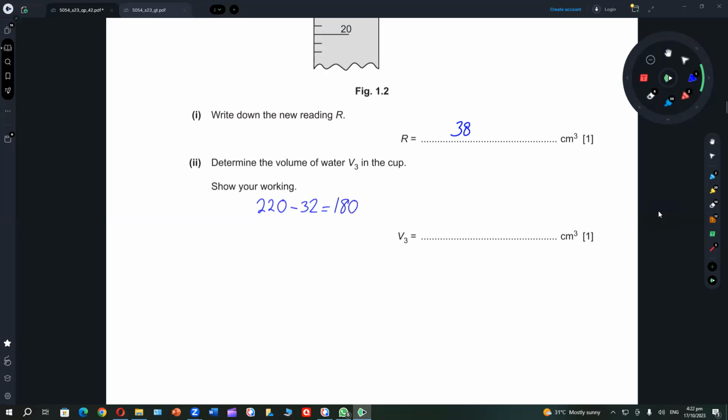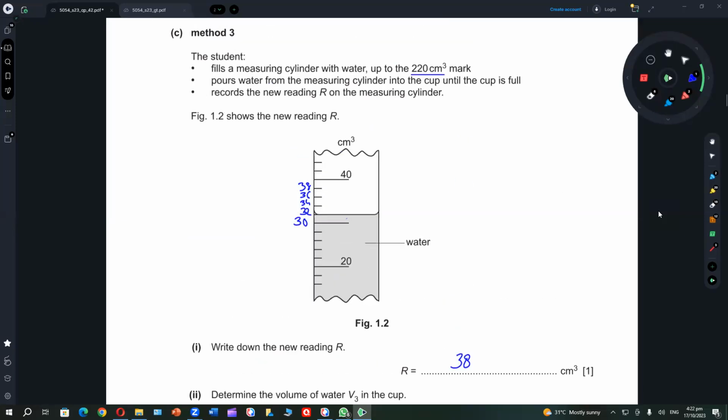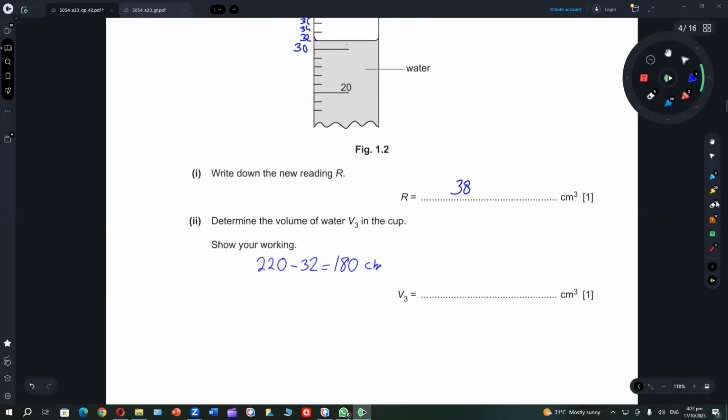Oh, the value of R you have written 38 in the above part. Oh, sorry, it's 32. Yes, and the volume would be 188.